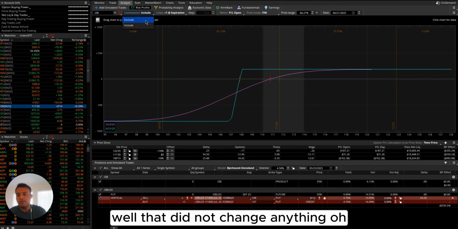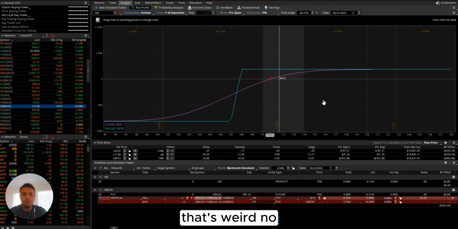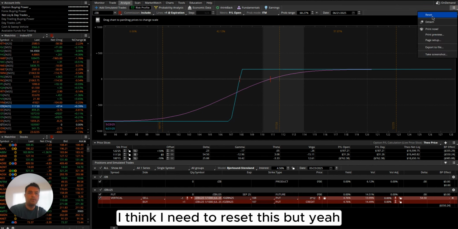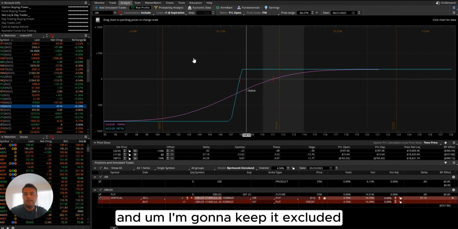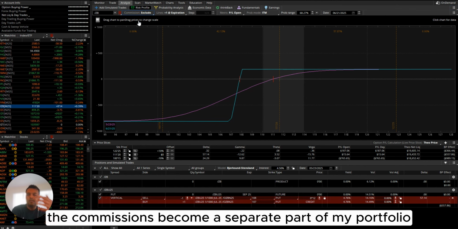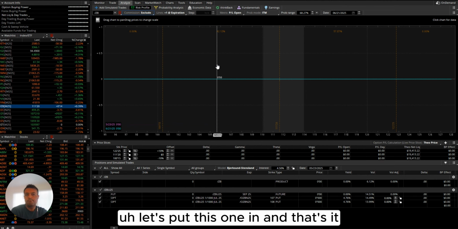Well, that did not change anything. Oh, so the commission part is changing on the bottom. That's weird. No, it's not changing anything. I think I need to reset this. But yeah, that's one of the ways to look at the chart. If you want to include commission or exclude it, I'm going to keep it excluded because that's how I've always been, because the commissions become a separate part of my portfolio. And I'm going to try and collect this spread if it gets filled. Let's put this one in.